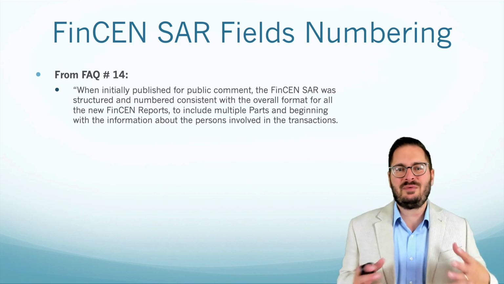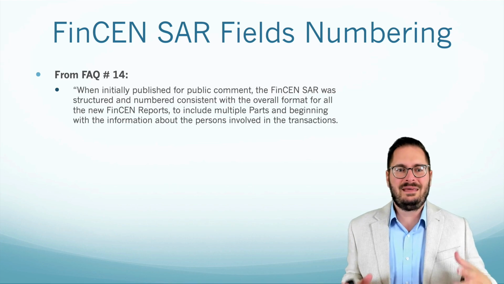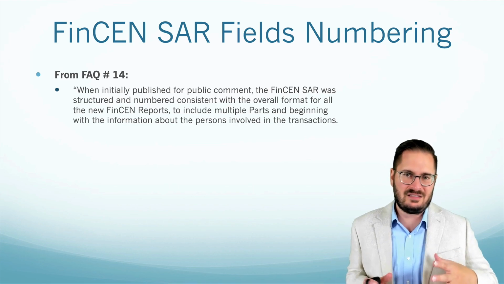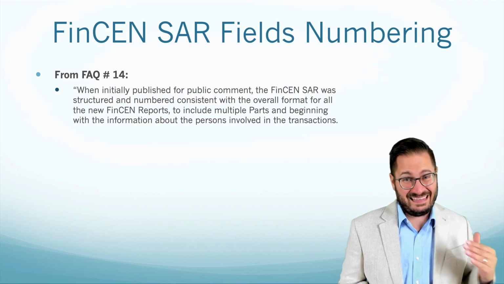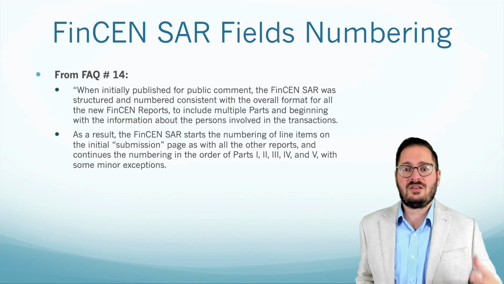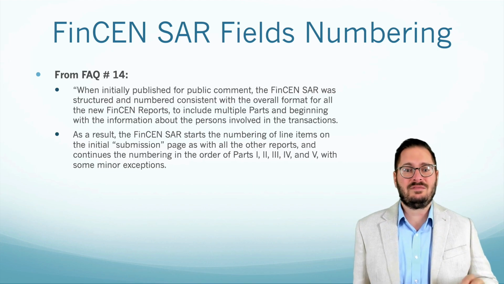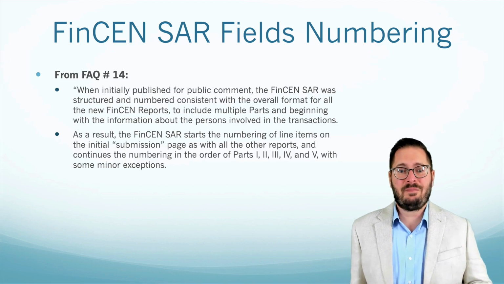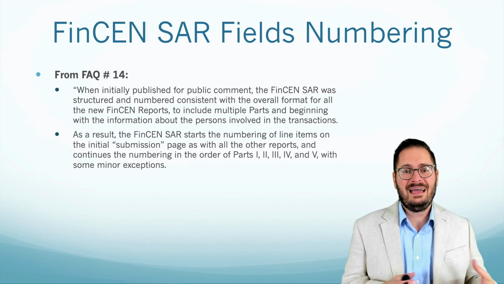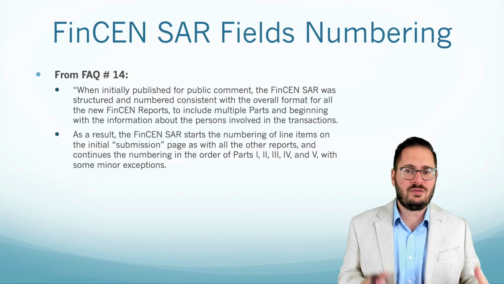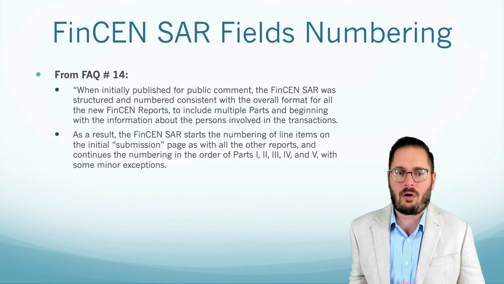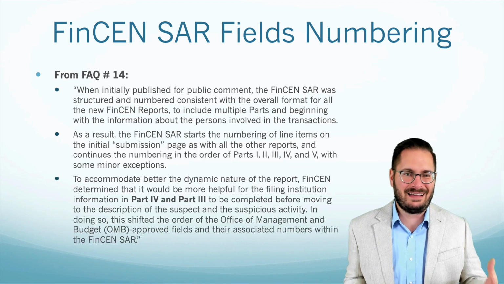They did this to include multiple parts, and they began with the information about the persons involved in the transaction, which is how they did all the reports, being consistent. As a result, the FinCEN SAR starts numbering the line items on the initial submission page, as with all other reports, and then continues the numbering in the order of parts 1, 2, 3, 4, and 5. So number 1 starts in part 1, moving all the way down through part 5 with some minor exceptions.